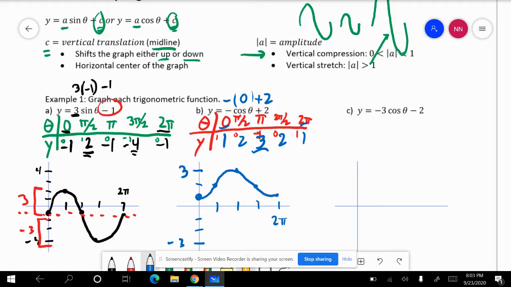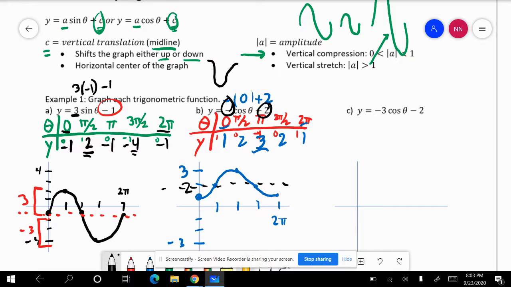Now, if you're looking at the cosine curve, notice that it's inverted. The reason that it's inverted is because our cosine value is negative. So normally cosine starts at the top, goes down, and comes back up. This one's flipped around because of the negative. Notice that the midline, the middle of the graph, is at 2 because we have a positive 2 right there.